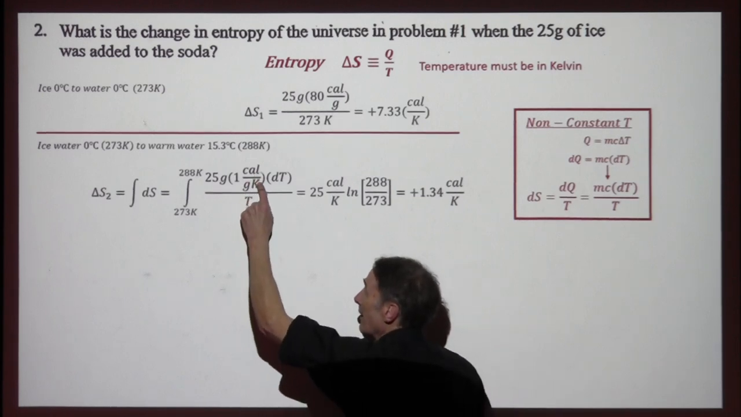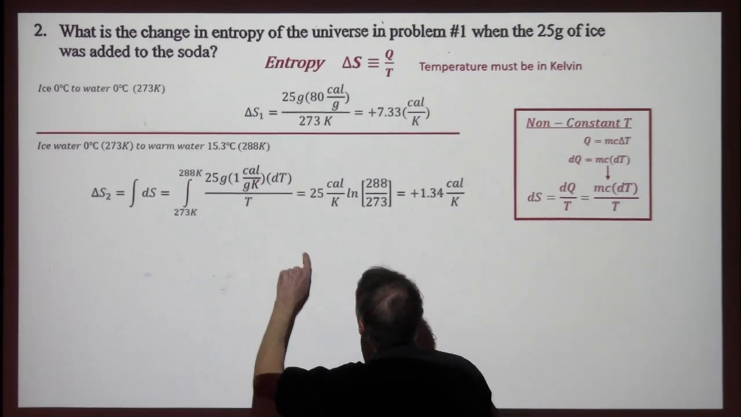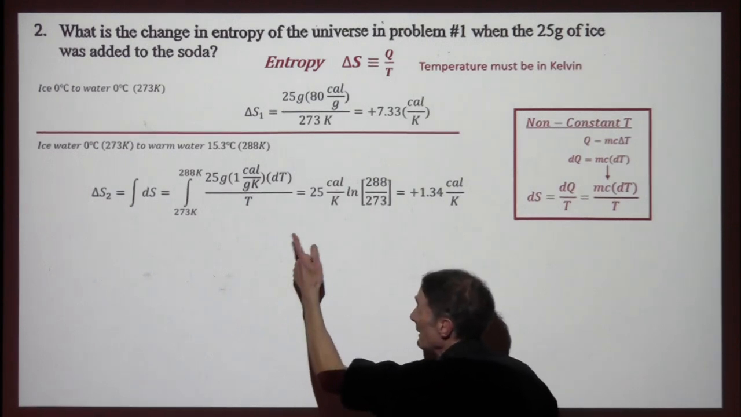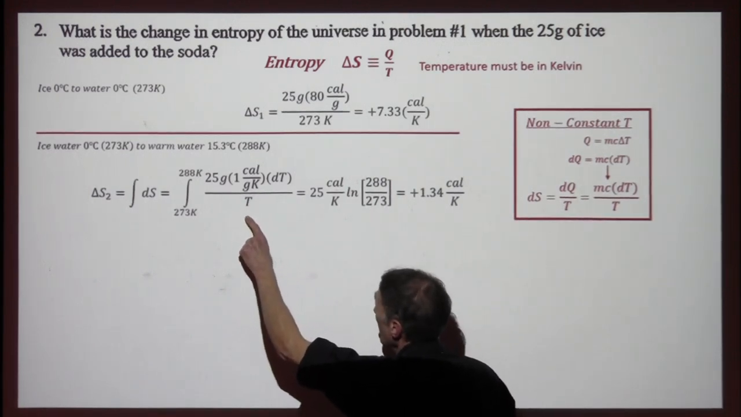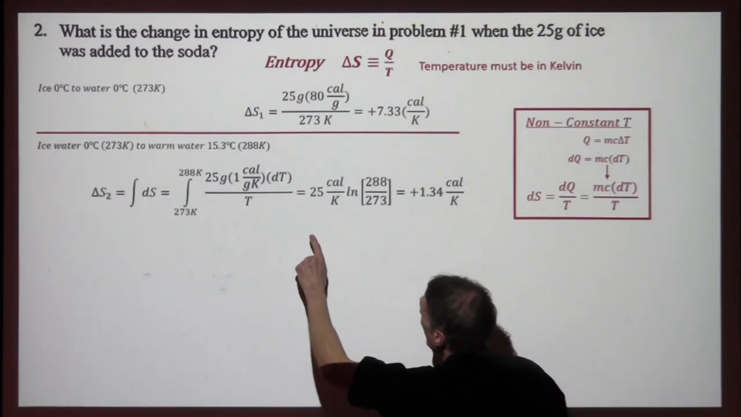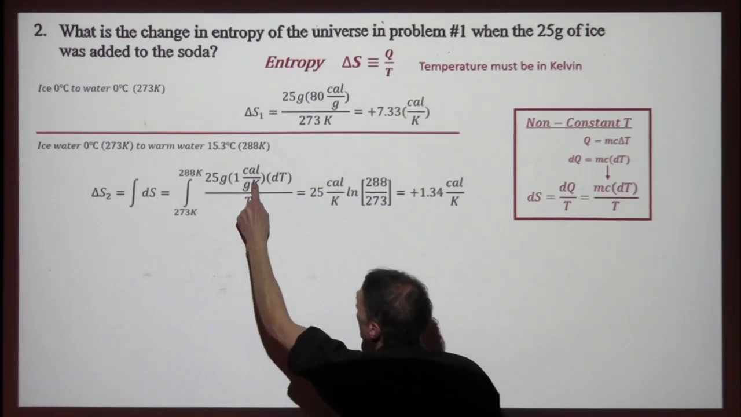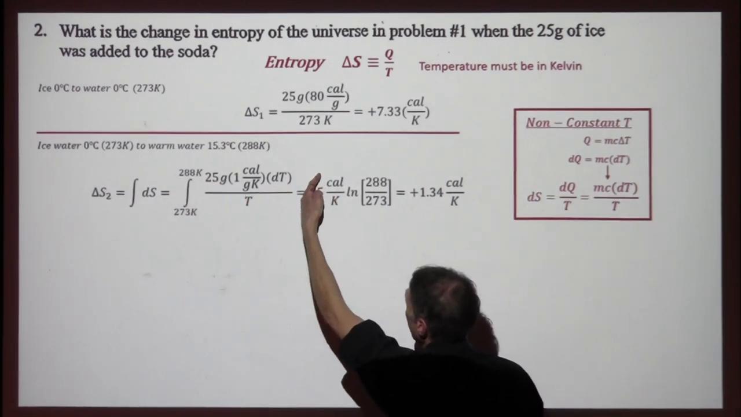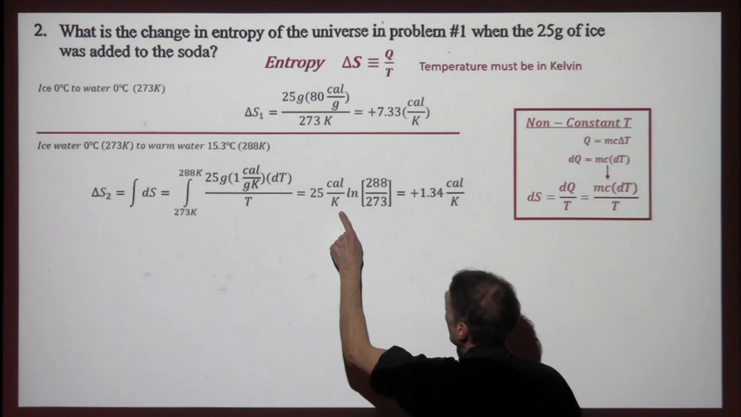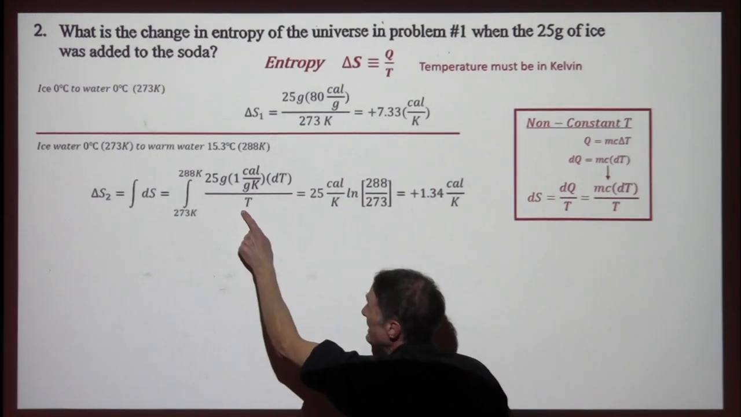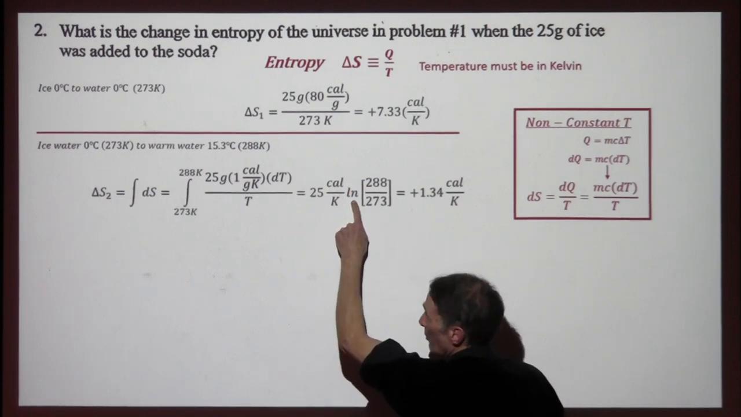So I can just slip it in there and my units will work out well. My energies could be in either calories or joules, that's okay, but the temperatures have to be in Kelvin. And so, again, now when the grams cancel, I'm going to have the delta T, but I'm going to have it in calories per Kelvin. I'm going to have a dT over a T. That screams for the logarithm.